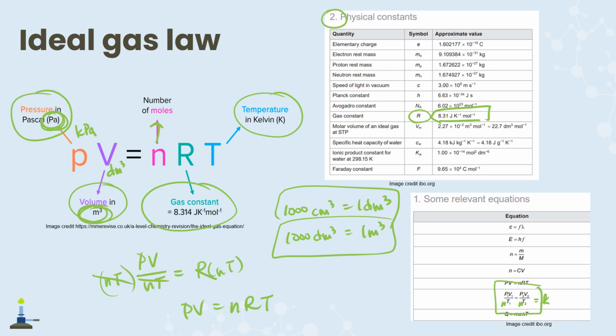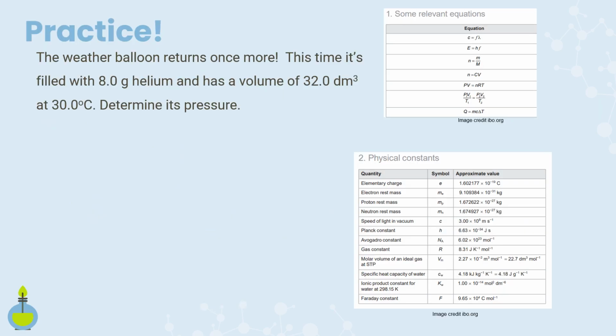Let's do a practice problem. It's our weather balloon. One more time. We're going to fill it up with 8 grams of helium. It's got a volume of 32 cubic decimeters. It has a temperature of 30 degrees Celsius. We need to figure out what its pressure is. So we have a mass, we have a volume, we have a temperature, and we want to find a pressure. We're going to use the ideal gas law because we don't have multiple pressures, multiple volumes, or multiple temperatures. So PV equals nRT: P and V and n and R and T.